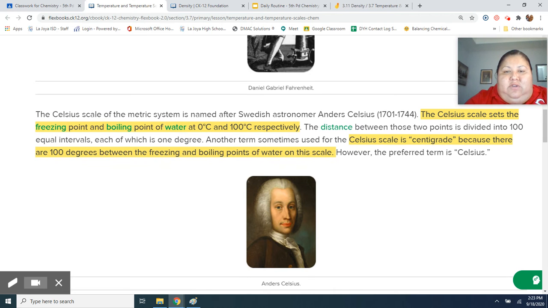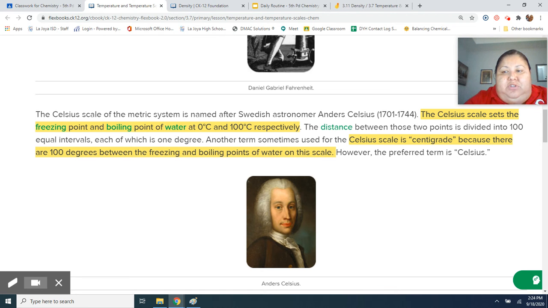The next scale that we're going to talk about, that you need to know, is the Celsius scale of the metric system, named after Swedish astronomer Anders Celsius, who was around in the 1700s. The Celsius scale sets the freezing point and boiling point of water at 0 degrees Celsius and 100 degrees Celsius, respectively.